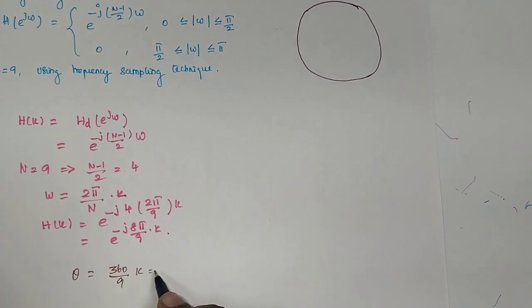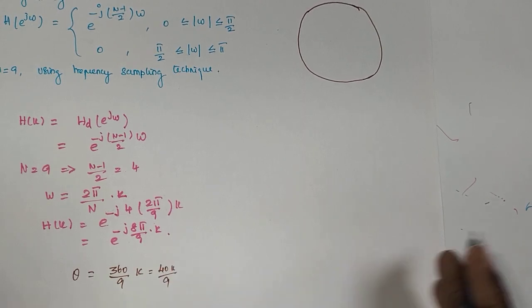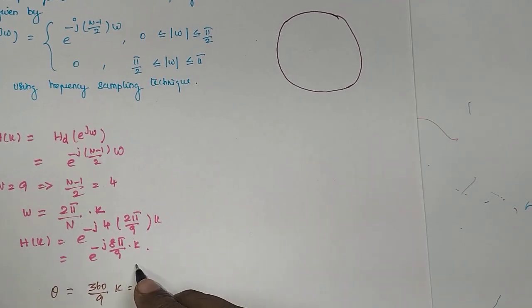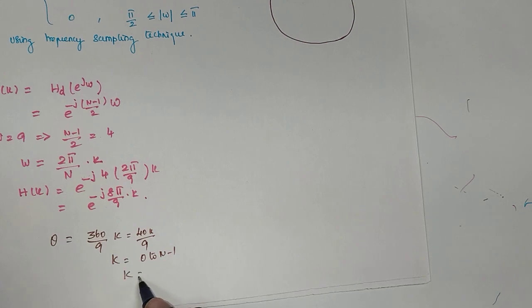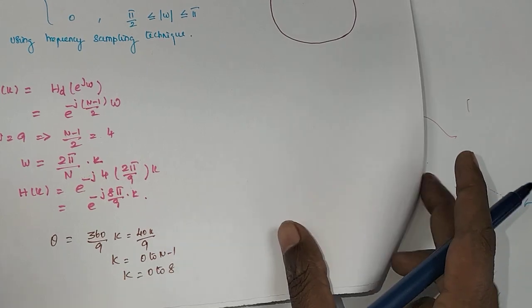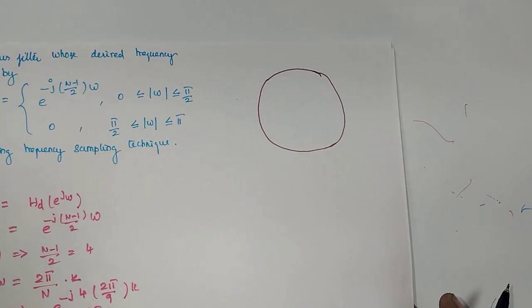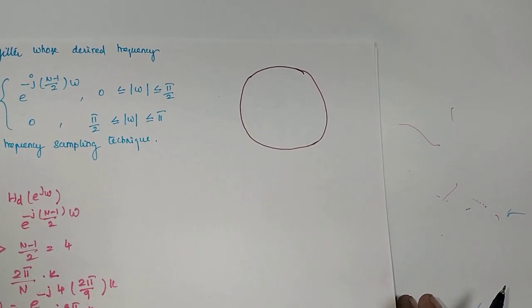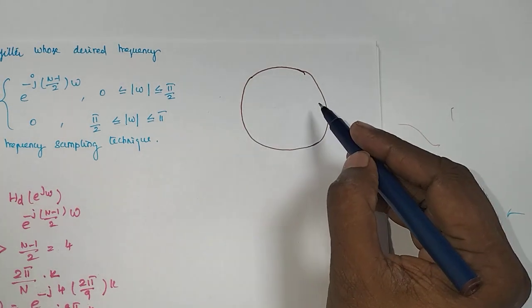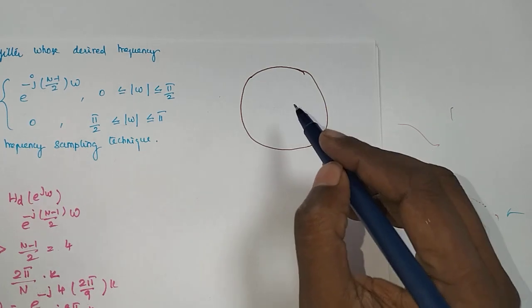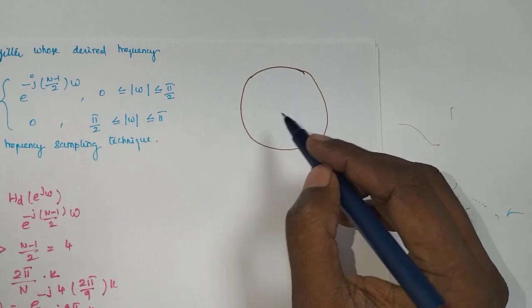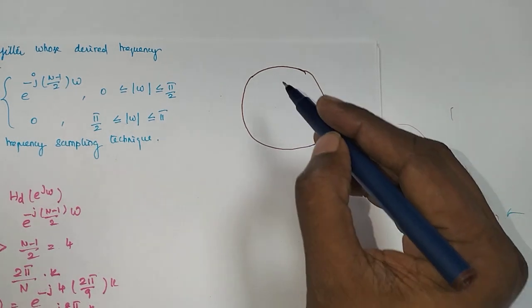So for this k value, 360 by 9 is equal to 40, that is 40k degrees. The k value is equal to 0 to N minus 1, so k is equal to 0 to 8. So I am bisecting the circle into equal parts with an angle of 40 degrees. Why am I bisecting the circle into equal parts? In order to find the k values, that is, I am taking the samples for the desired frequencies.